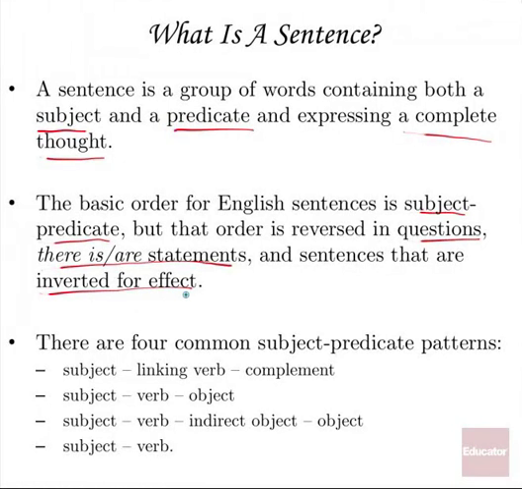There are four common subject-predicate patterns. There's subject-linking-verb complement, which is covered in our lesson on linking verbs. There's subject-verb-object, covered in our lesson on objects. Subject-verb indirect object, direct object, also covered in our lesson on objects. And finally, the simple subject-verb.